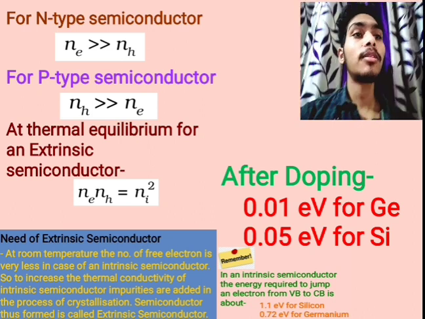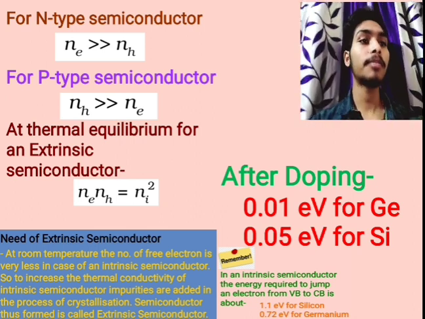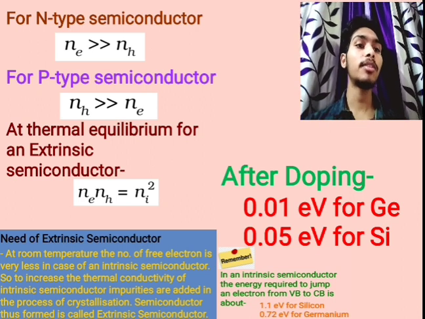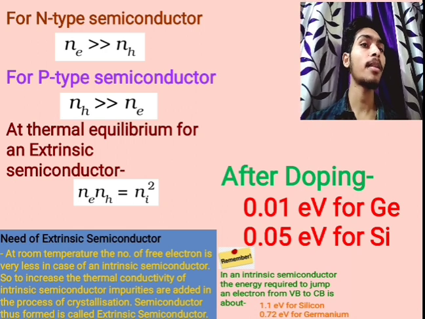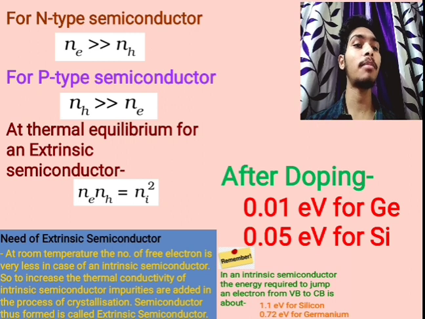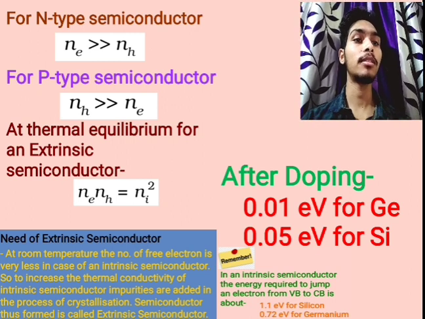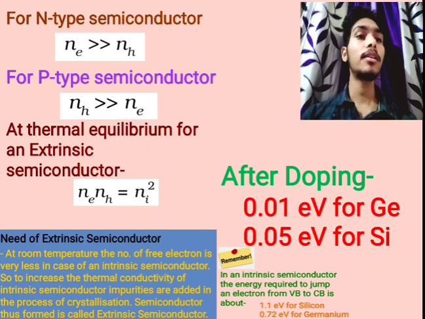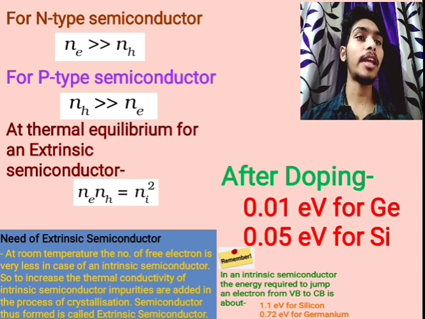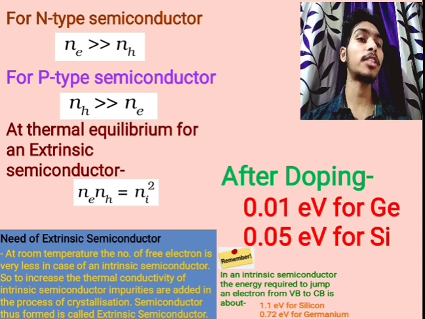Again, last one, a very small topic, but something to pay attention to, so remember this value. The forbidden energy gap for silicon is about 1.1 electron volt and the forbidden energy gap of germanium is about 0.72 electron volt. Okay, so that much energy we give, then an intrinsic semiconductor behaves as a conductor. But after doping, that means once it becomes extrinsic, this energy gap becomes 0.01 electron volt for germanium and 0.05 electron volt for silicon.